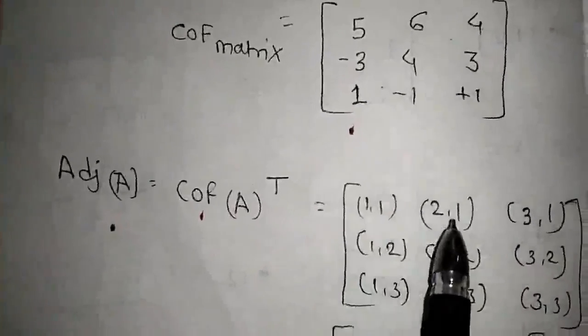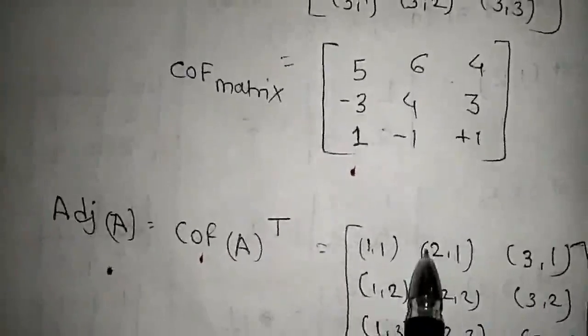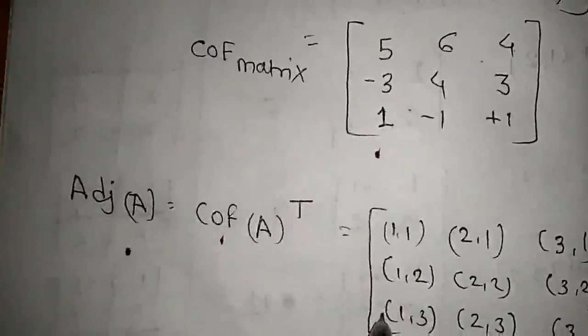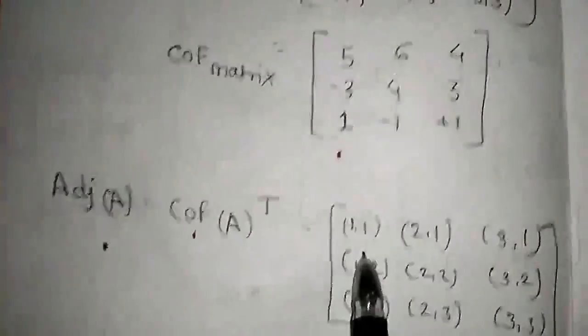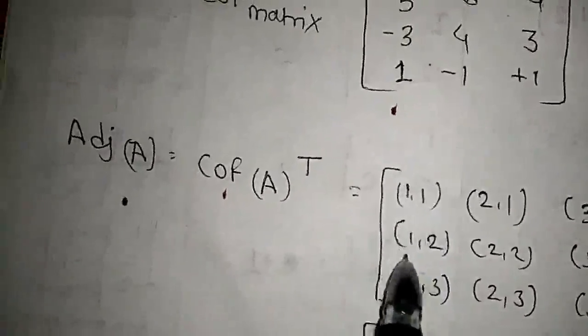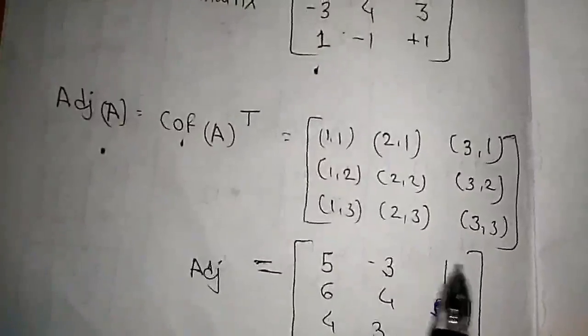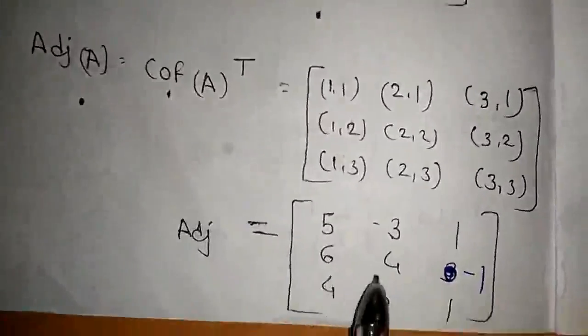So how to write transpose? This 1 1, 2 2, 3 3 will be same, and these rows will change to columns and columns will change to rows. So previously you can see here 1 1, 1 2, 1 3. Now this will be 1 1, 1 2, 1 3, 2 1, 2 2, 2 3, 3 1, 3 2, 3 3, and the adjoint value is 5 minus 3 1, 6 4 minus 1, 4 3 1.